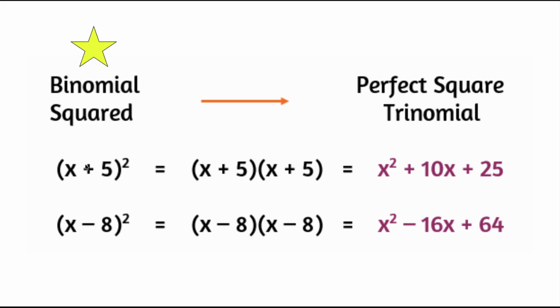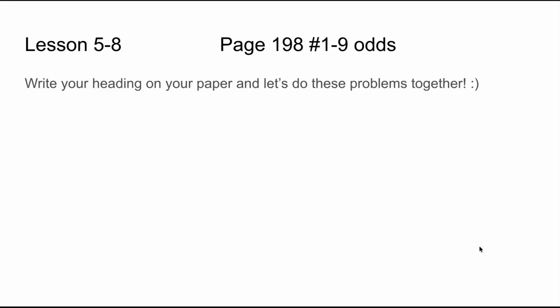So we're going to work on both of these parts. First we're going to work with binomial squared, and then the second half of our lesson we're going to learn to work with a perfect square trinomial and work backwards to the binomial squared. Okay, so on page 198 we're going to do numbers 1 through 9, odds.